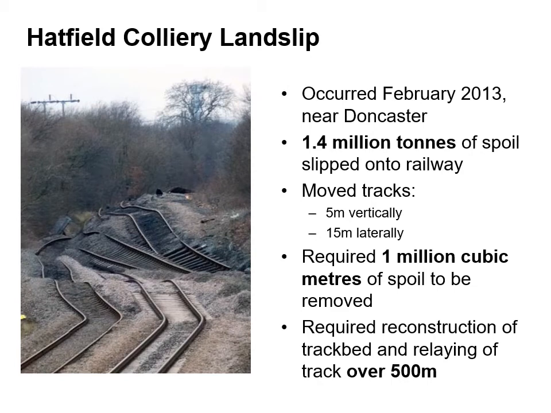So this landslip happened in 2013 near Doncaster. 1.4 million tonnes of spoil slipped onto the railway. It moved the tracks 5 metres vertically and 15 metres laterally. It required 1 million cubic metres of spoil to be removed. It required reconstruction of the track bed and relaying of track for over 500 metres.